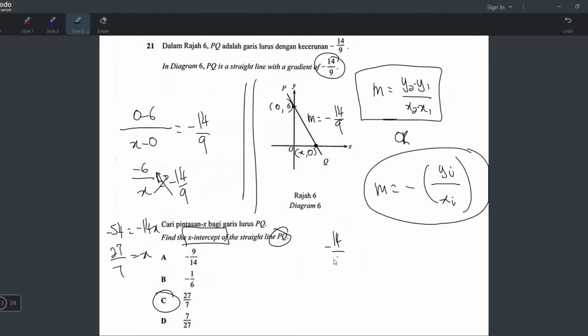So let's go. Negative 14/9 equals negative y-intercept over x-intercept. Y-intercept is 6. X-intercept, that's what I want to find. So boleh buat. Okay, both negatives boleh potong sebenarnya, sebab bila pindah negative, negative jadi positif. So left with 14/9 equals 6 over x-intercept.